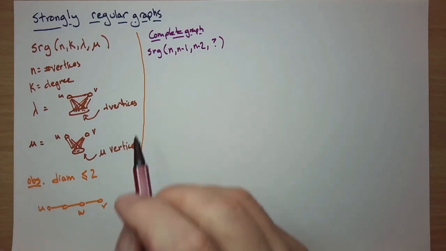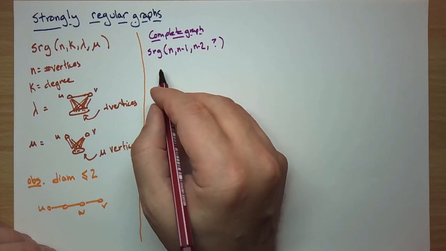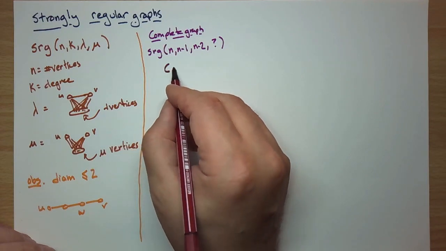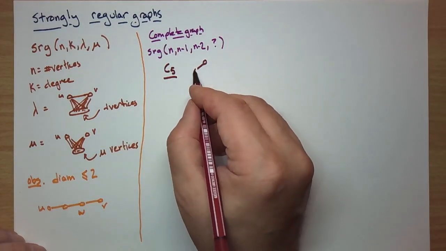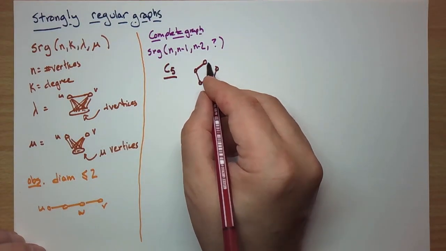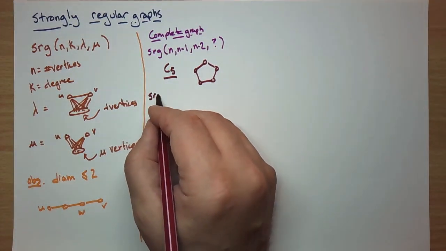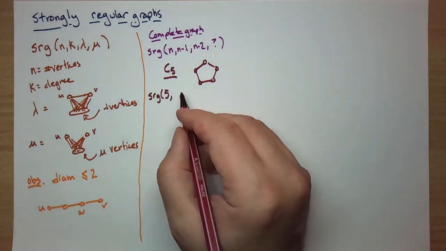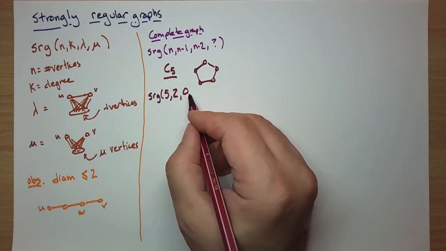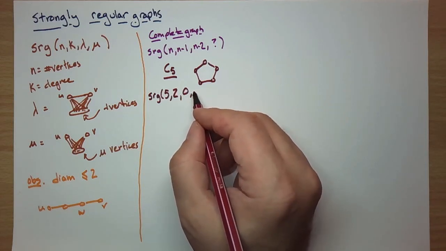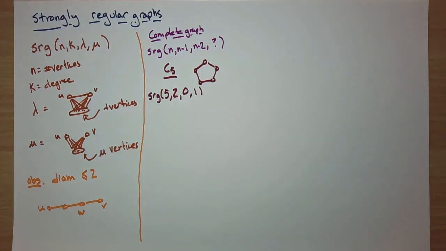I will mention there are a few other things that we can talk about. Let's see. Well, we can talk about C5. I claim this is a strongly regular graph. And it is indeed a strongly regular graph. Well, this will not be the last time we talk about C5 today. But what are the parameters? 5. Okay, 5, good. 2, yes. 0. 0. 1. 1. 5, 2, 0, 1. All right.